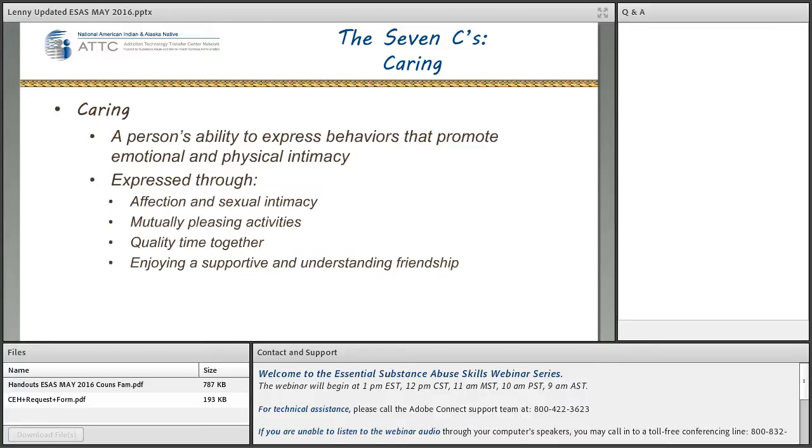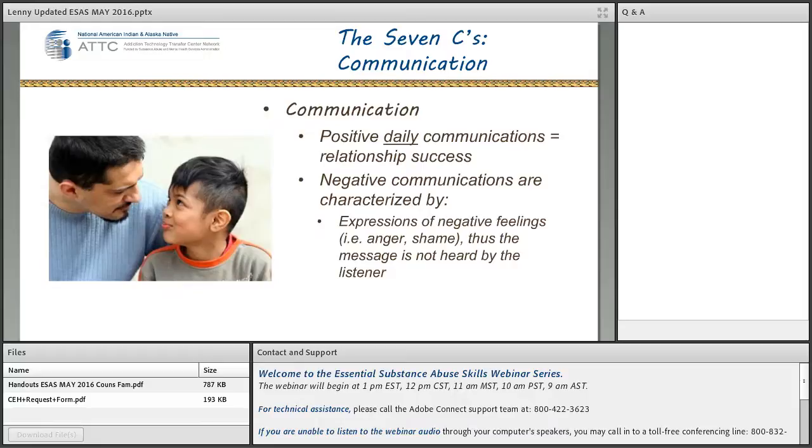The 7 C's also is caring, a person's ability to express behaviors that promote emotional and physical intimacy, expressed through affection and sexual intimacy, mutually pleasing activities, quality time together, and enjoying a supportive and understanding friendship. Communication: positive daily communication equals relationship success. Negative communications are characterized by expressions of negative feelings, which include anger and shame. Thus, the message is not heard by the listener.